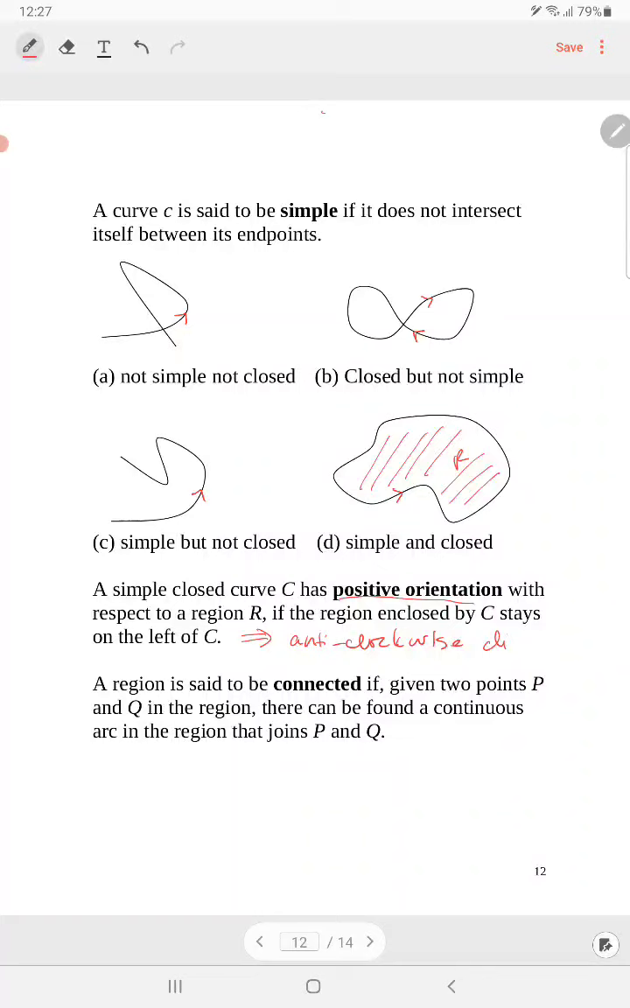Anti-clockwise direction. Because if you can picture yourself walking on the curve using this orientation, the region will always be on your left hand side. So that is called positive orientation.